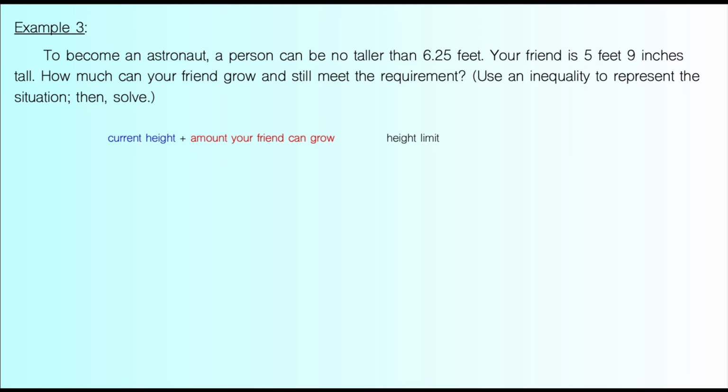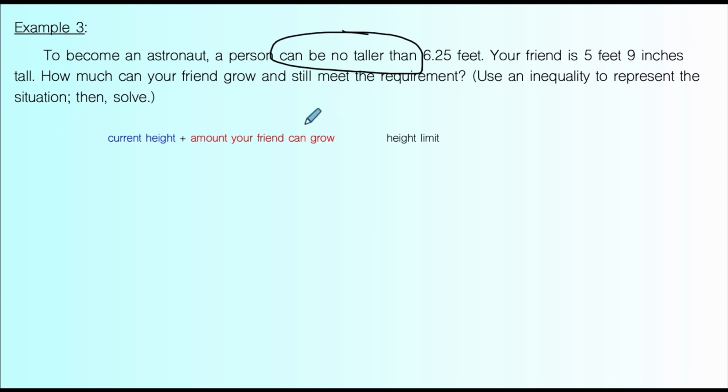Okay, so all I've really done, you can see on the screen, is I've typed out basically what the problem says, but I just broke it down into the basic words. So what it's saying is whatever your current height is, plus the amount that the person can grow, and I left a little blank here so we can put in the inequality symbol together. Which symbol is it going to be? It says no taller than.